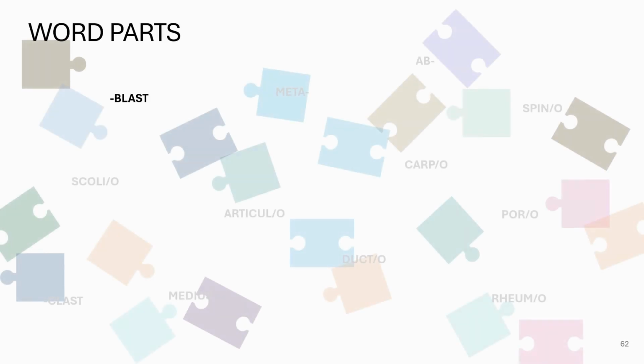First up is the suffix blast. Look on your word list and go ahead and see if you can find what that suffix blast refers to. All right, it does in fact mean an immature cell. So to be immature, it's a newly forming cell, so a brand new cell would end in that suffix blast.